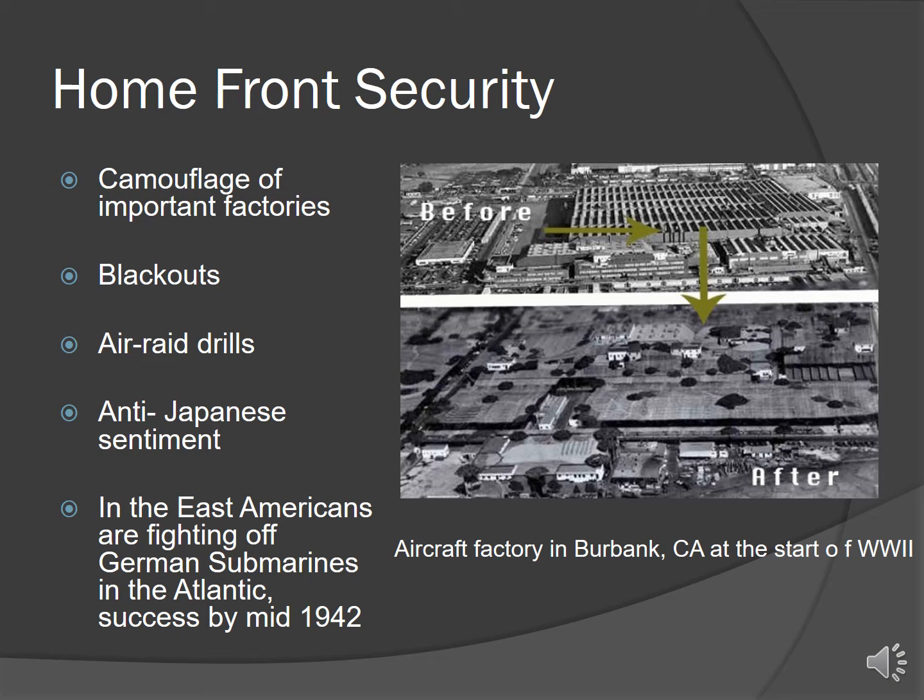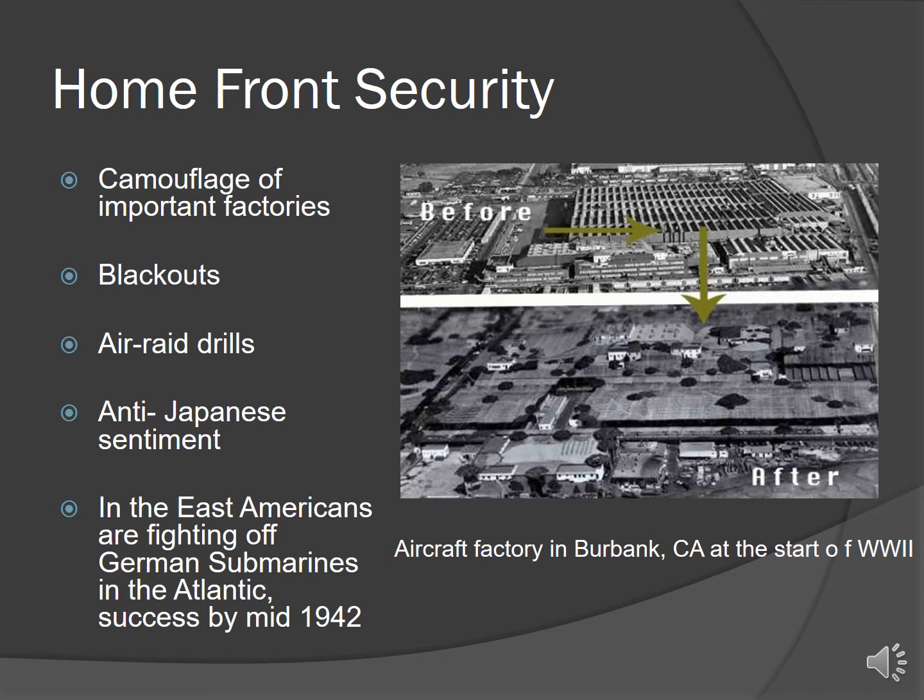Of course, along with all of this came very intense anti-Japanese sentiment, and this we can see reflected in all levels of society. The press, the popular culture, all kinds of anti-Japanese propaganda played out, and the West Coast had the largest population of Japanese people and people of Japanese ancestry living in the United States. So it got particularly intense on the West Coast.